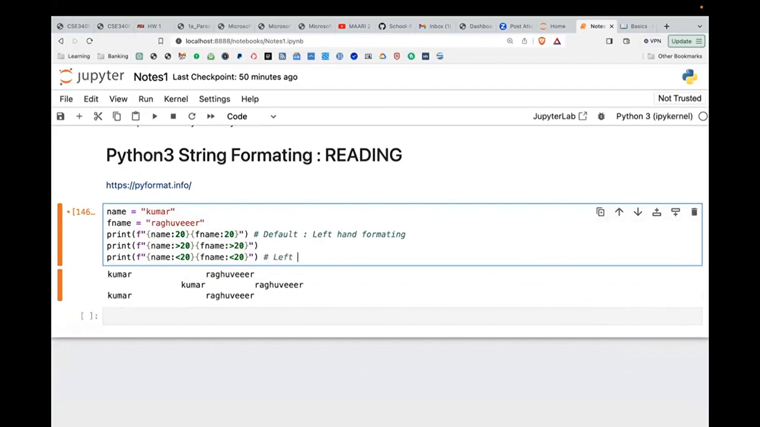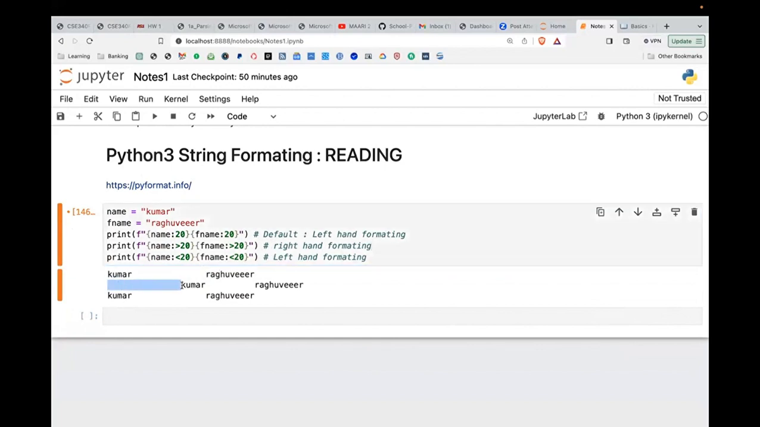This is called left hand formatting, and this is called right hand formatting. Okay, you can see these are the spaces which was actually added. Only your name was only 5 character, but you are assigning 20 character for printing. So what exactly happened? There are 15 character spaces actually assigned on the left side. After that the variable was printed. The same thing with the Raghuveer. Raghuveer is a total 9 character, so total 11 character would be space here on the right side. But this space you cannot see here, but it's still there as a space.